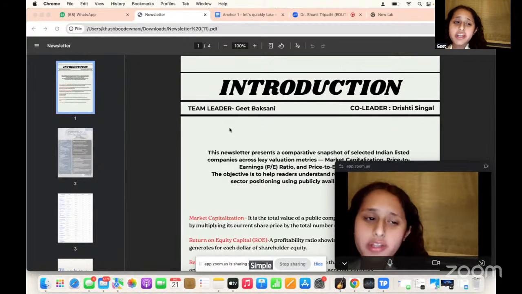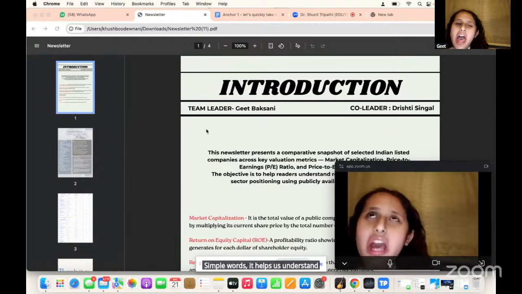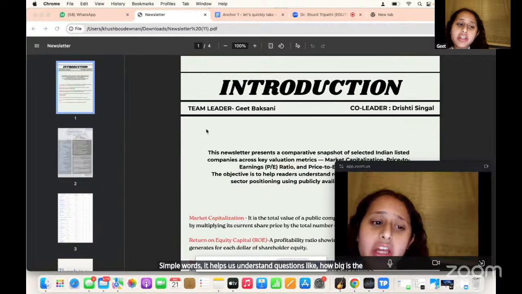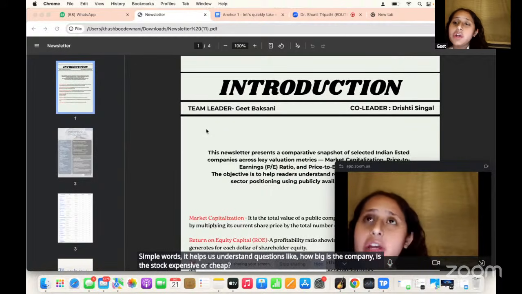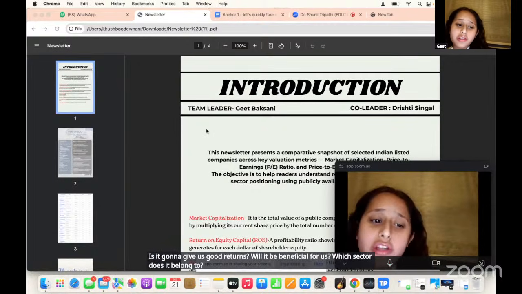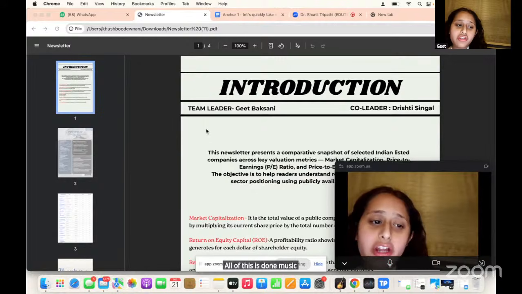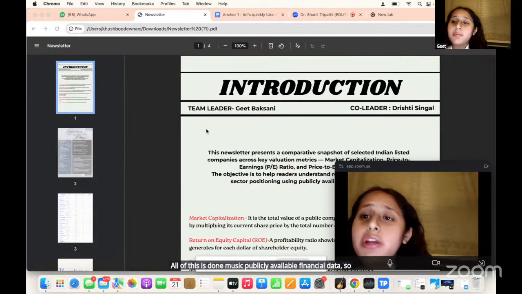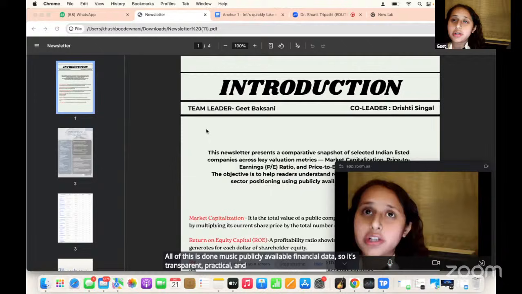In simple words, it helps us understand questions like: how big is the company? Is the stock expensive or cheap? Is it going to give us good returns? Will it be beneficial for us? Which sector does it belong to? All of this is done using publicly available financial data, so it's transparent, practical, and purely authentic.